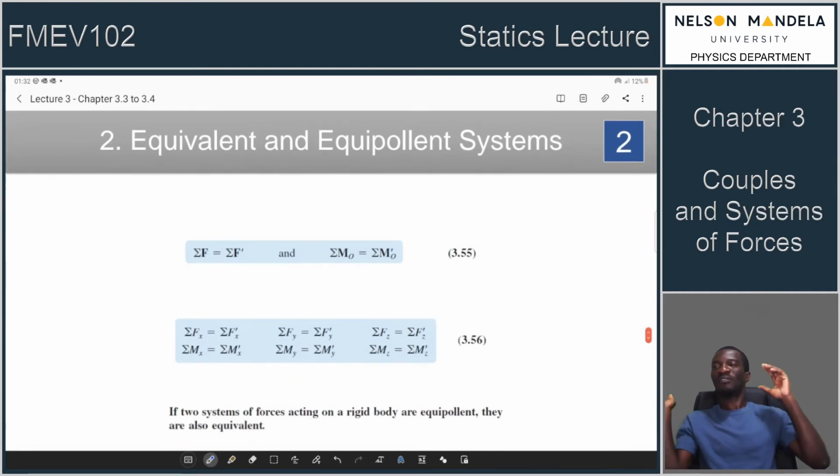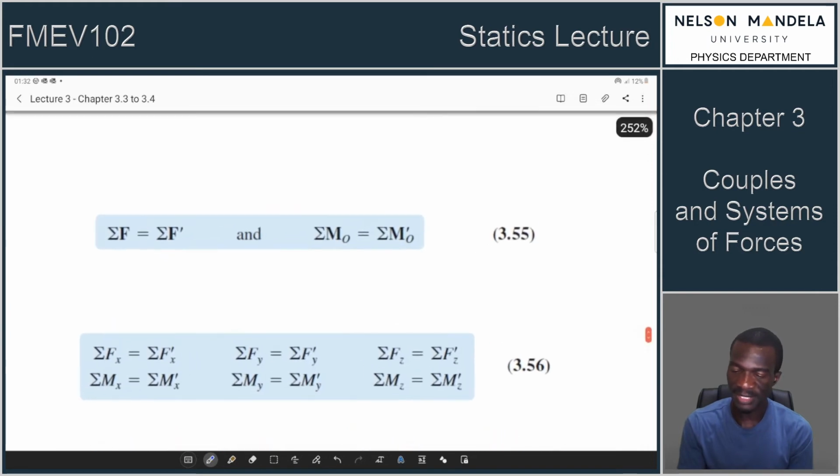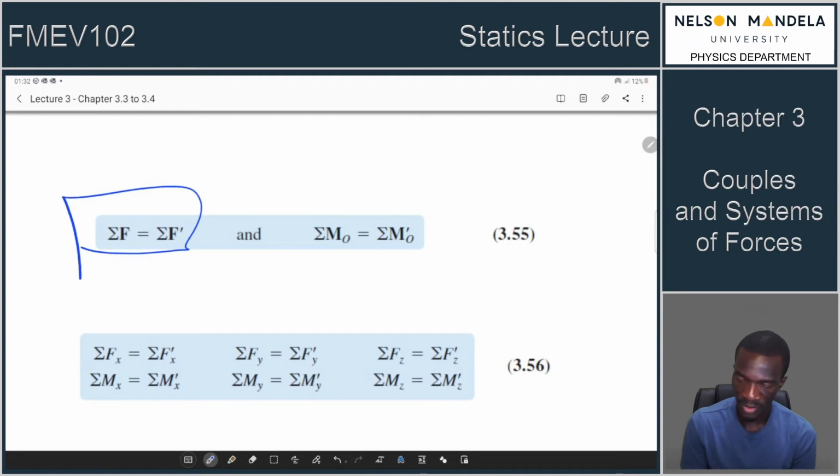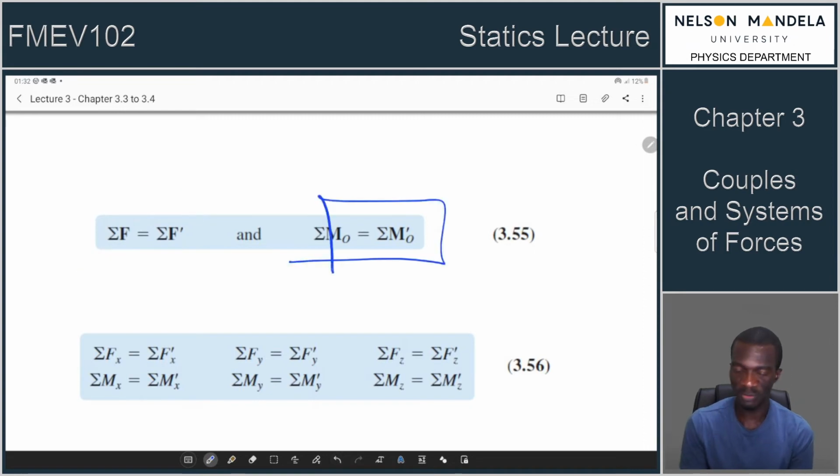So now equivalent and equipollent systems are systems that respect these equations. If we have forces that are equivalent, the sum of all forces on the system of the rigid body and that of the equivalent forces should be the same. That's this part of the equation. And the sum of all moments should also be the same.